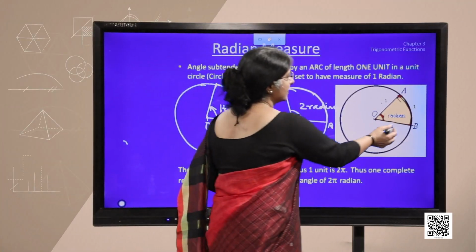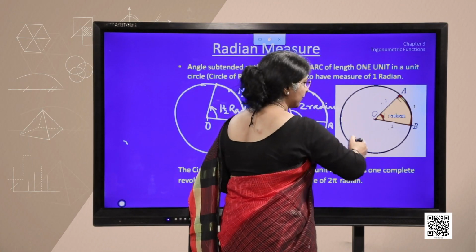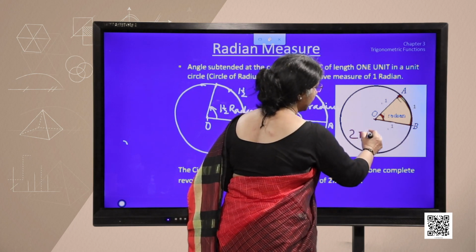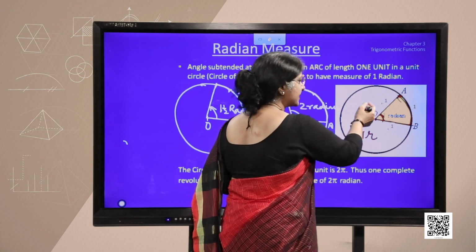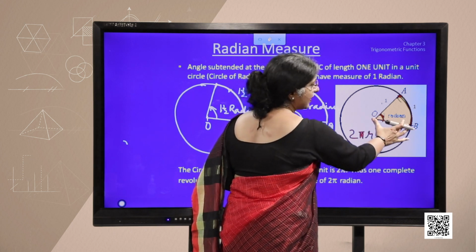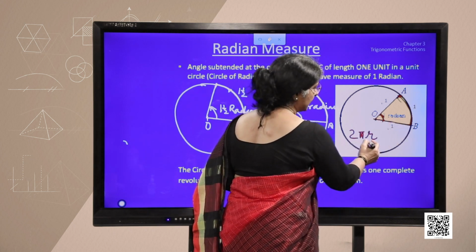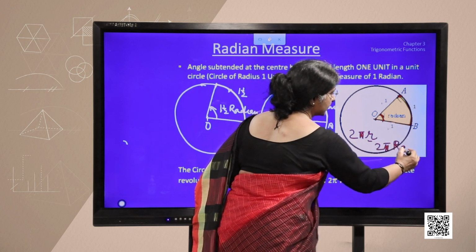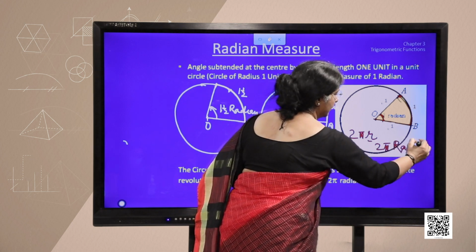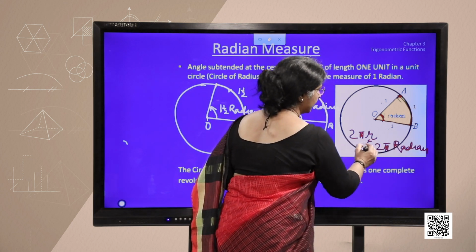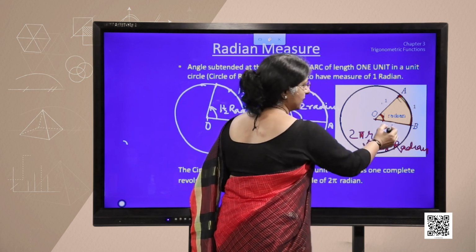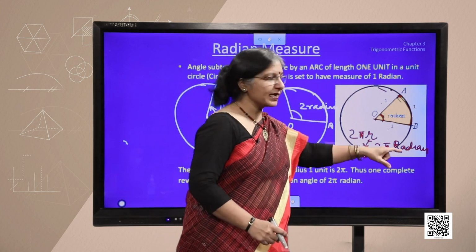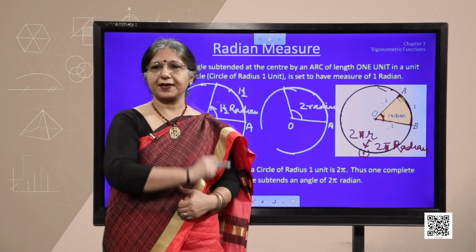Now we consider that the arc traces the complete revolution of the circle, which is the circumference. Circumference is 2 pi r. Here the angle traced is 2 pi r, but since the radius is 1 unit, if we replace r by 1, the angle traced is 2 pi radian. We have replaced this r by 1 because the radius is 1. So for a complete revolution, we can say it traces an angle of 2 pi radians.